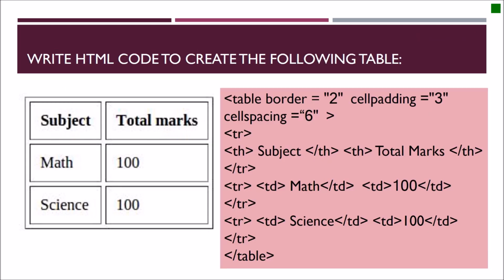Children, don't get confused between cell padding and cell spacing. Cell spacing is the distance between two cells. Cell padding is the distance between the cell wall and the content. Here is one more example. To create this, subject and total marks are headings. So we give the TH tag here. Three rows, so we are taking 3 TRs and /TR. Math 100, science 100, and we have given cell padding equal to 3 and cell spacing equal to 6.